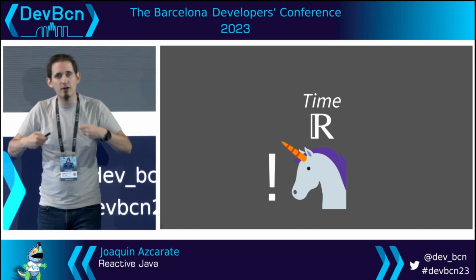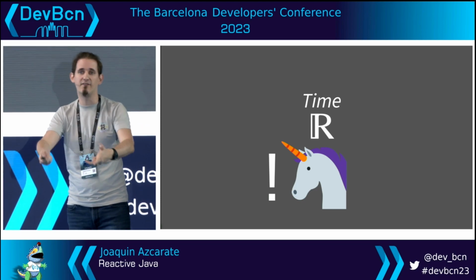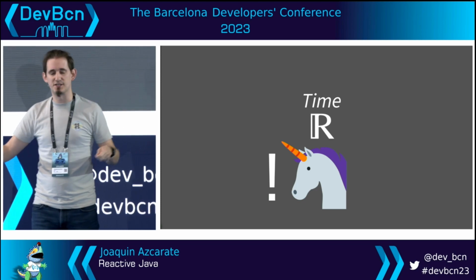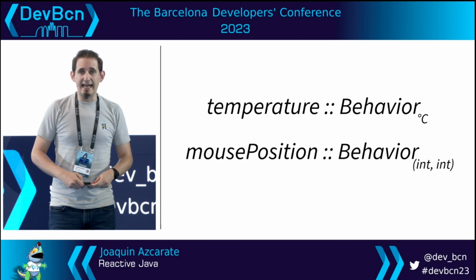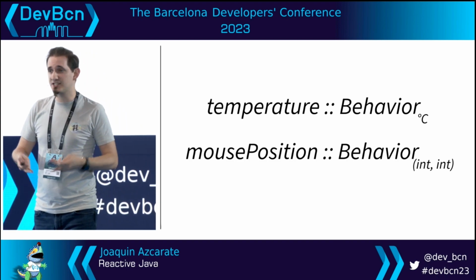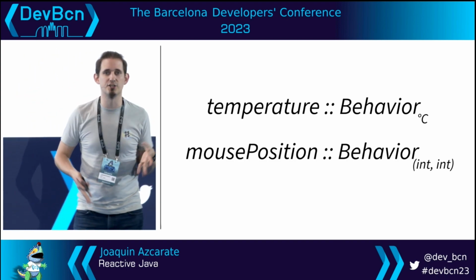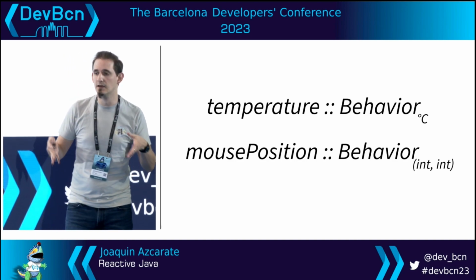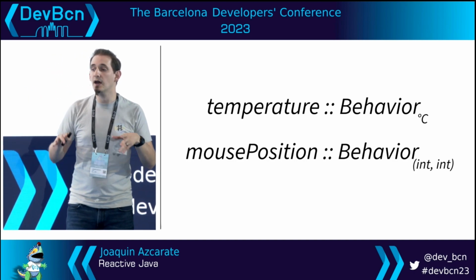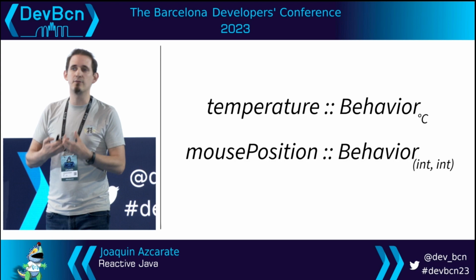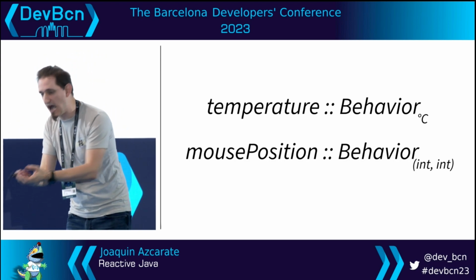And the time of a behavior that we ask about a value is in this continuous state. Examples of what a behavior might look like: temperature. What is the temperature now in Barcelona? 15 degrees. What's the temperature tomorrow? Hopefully less. But temperature is an idea of a behavior, right? You ask what's the temperature now.